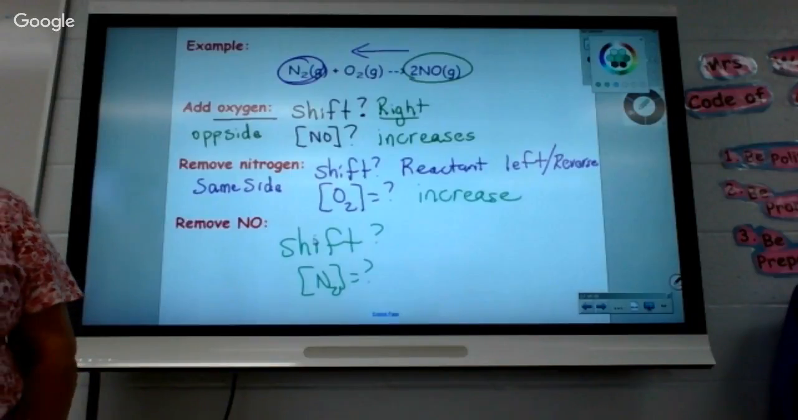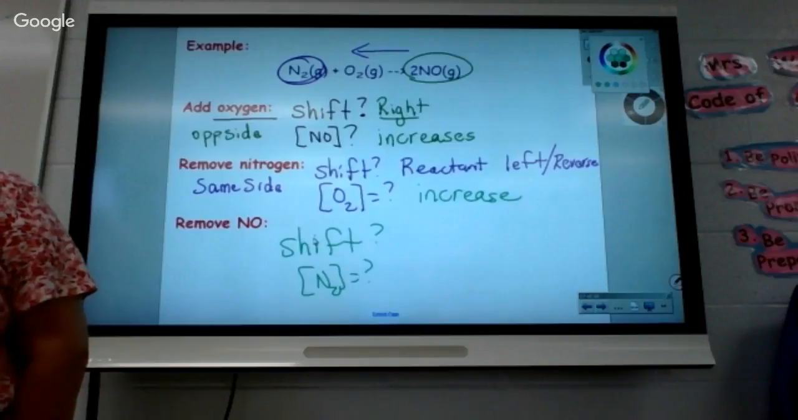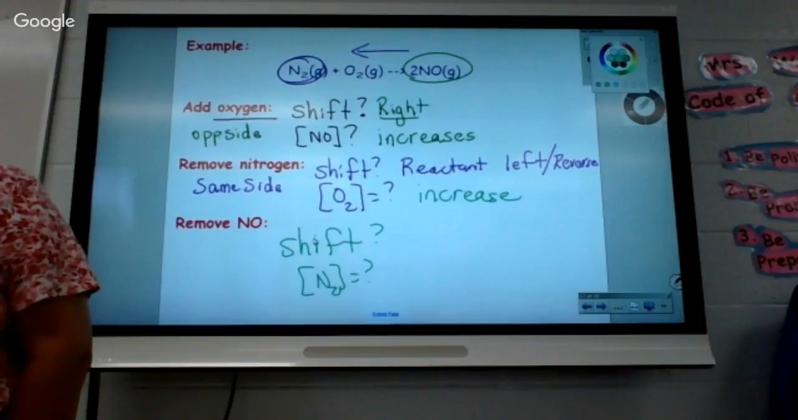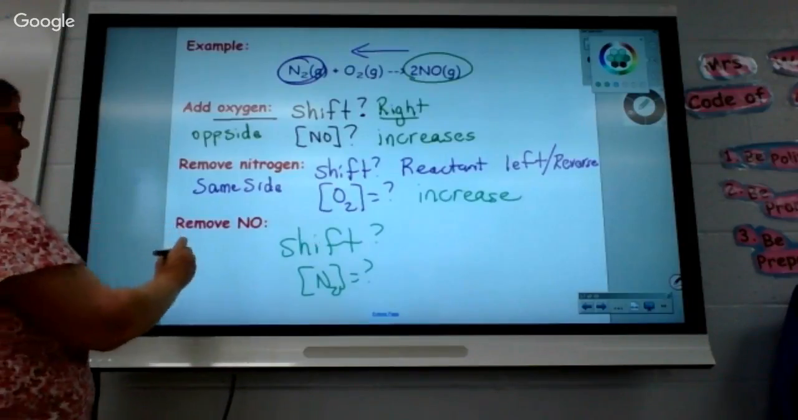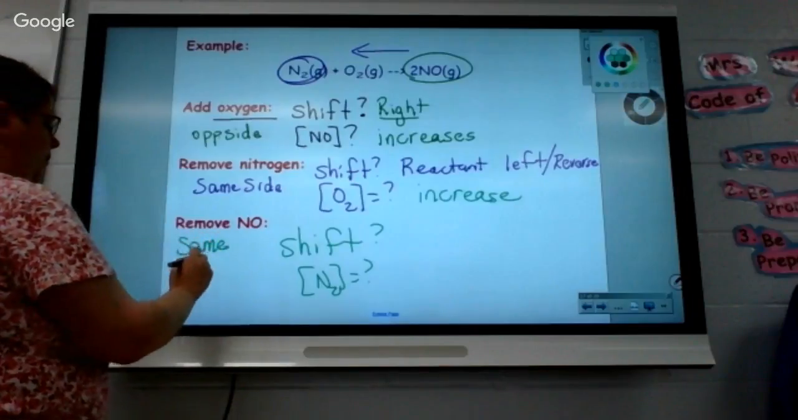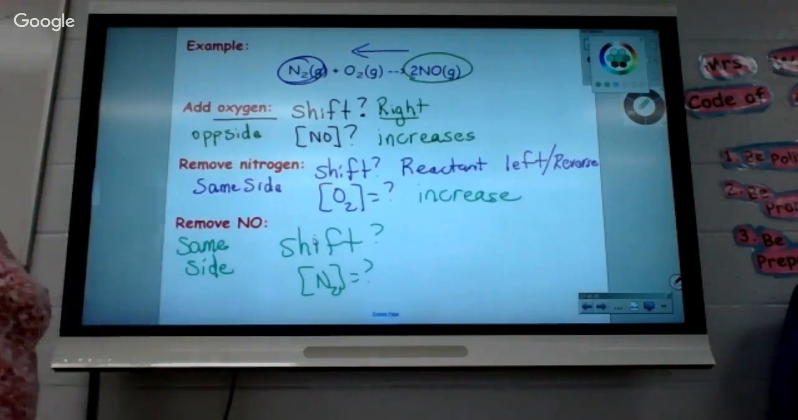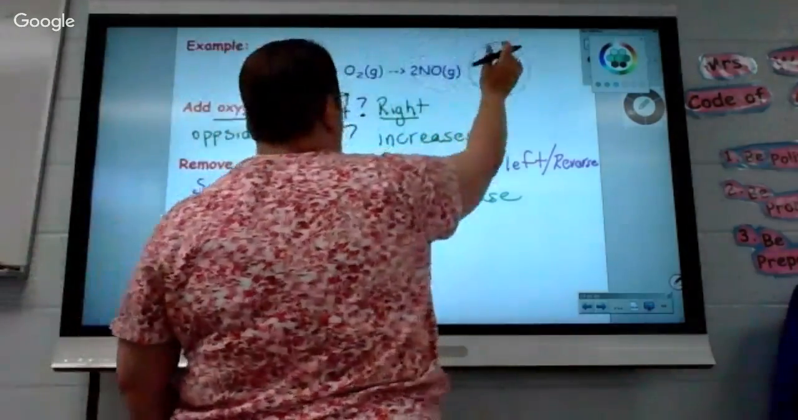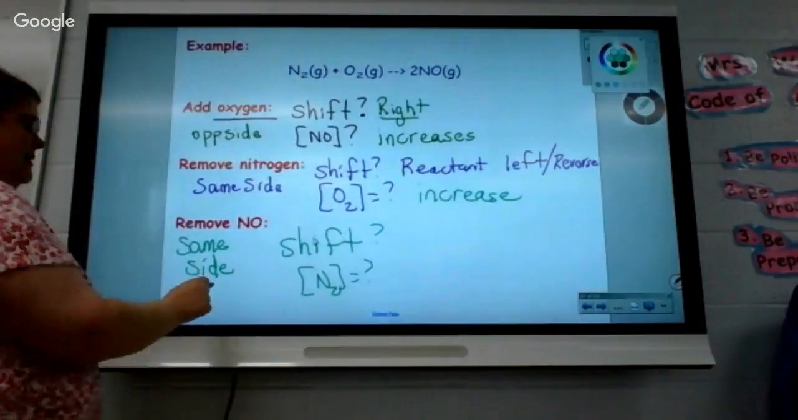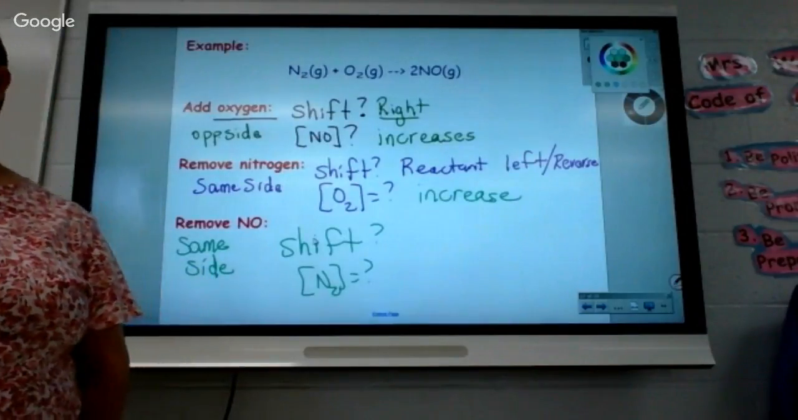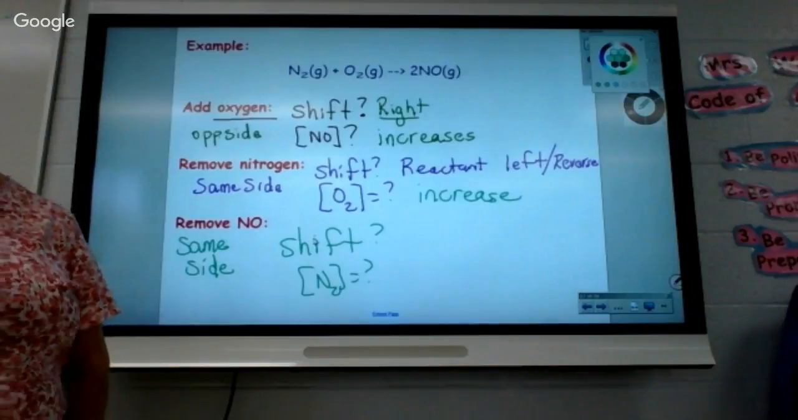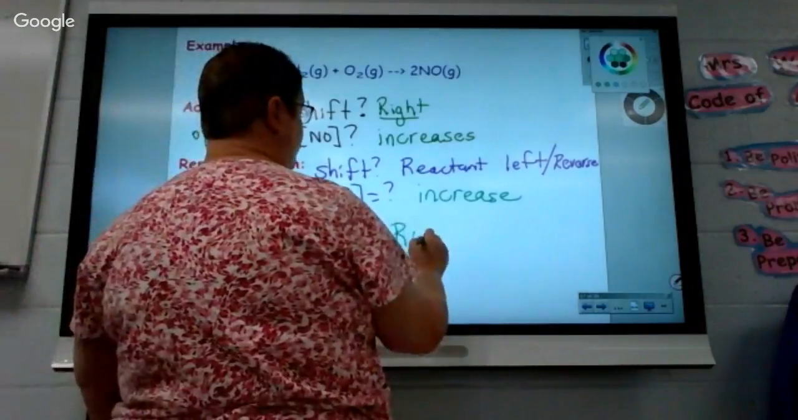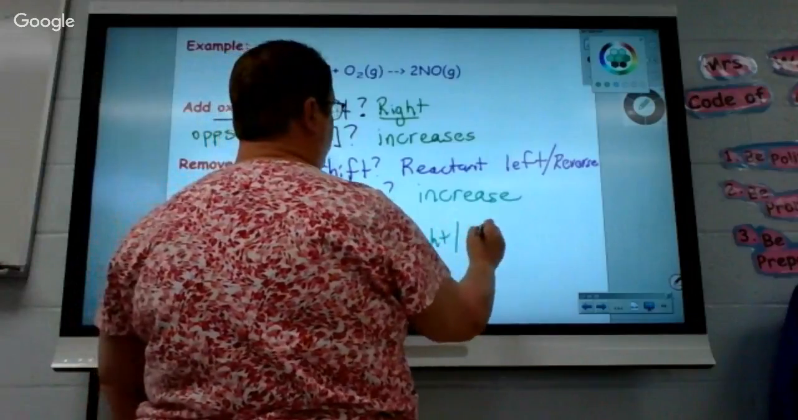Can you tell me the rule for remove? Same side. All right. It's got to be on the same side. What side is NO on, Alicia? It's on the right-hand side. So if NO is on the right and you've got to stay on the same side, what side is it shifted to? It's going to the right. Or you could have said forward.